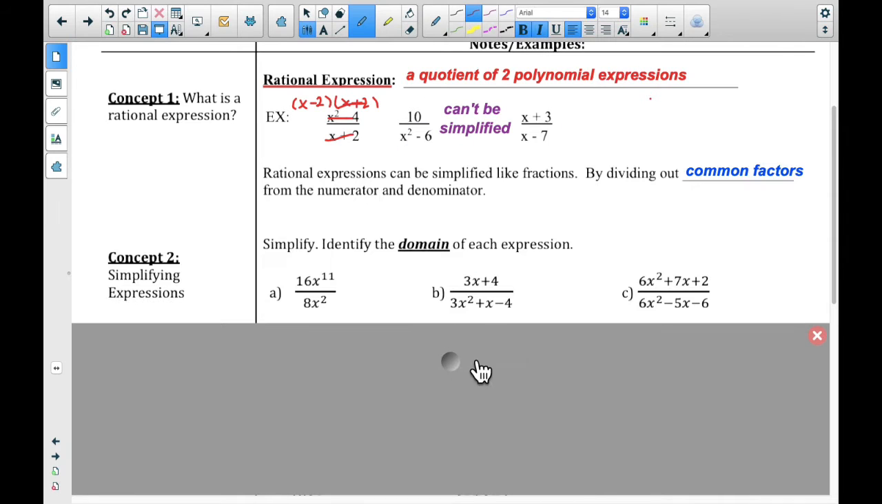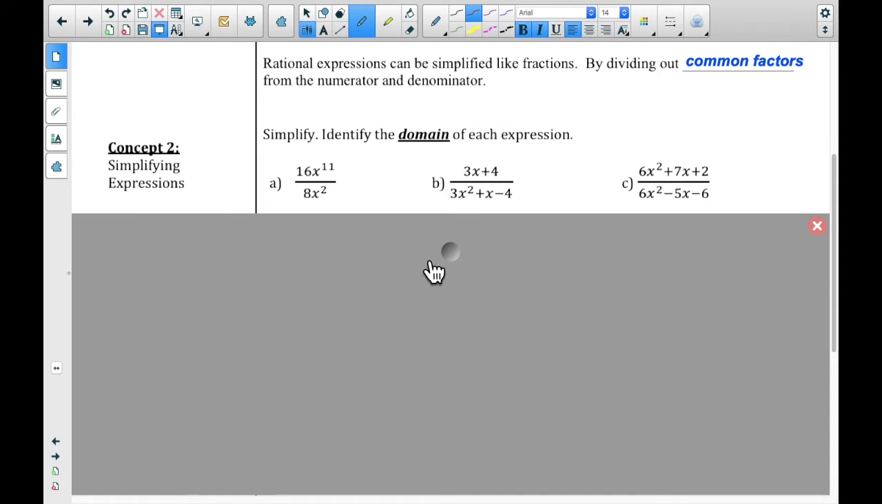But rational expressions can be simplified like fractions by dividing out common factors from the numerator and the denominator. So you have to be able to factor it. If you cannot factor it, you cannot simplify it. And by factors, I mean what you multiply. So anything that's multiplied, that can be canceled. Anything that's added and subtracted, nope, not unless you can actually factor it.